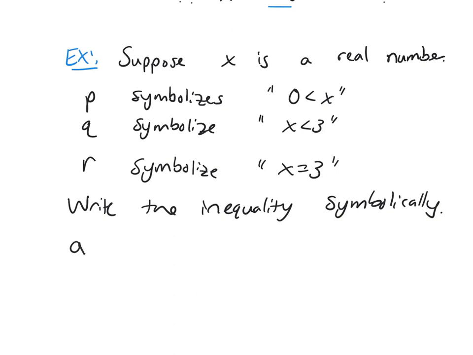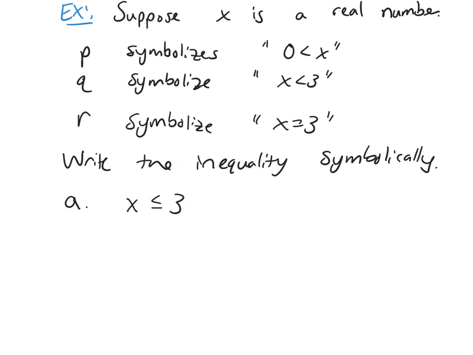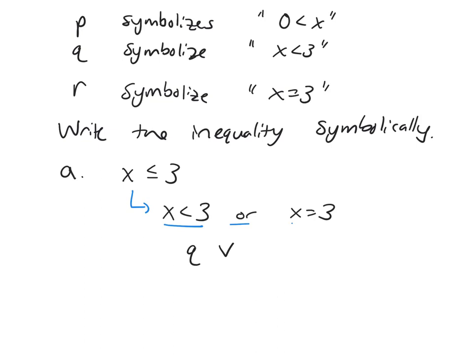So the first inequality we're going to do is x is less than or equal to 3. So we went over this kind of inequality earlier. This is a compound statement. And so I can write this as x is less than 3 or x equals 3. So here, this first part, x is less than 3, that would be the statement Q. And then I have this or, so you're going to connect them with an or symbol, which we went over last time. And then x equals 3, that's the letter R. So here is my answer symbolically.